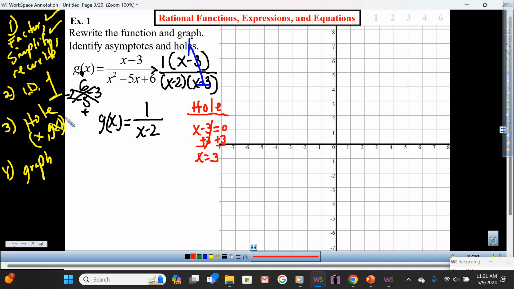So according to step 3, look up, the hole needs an x value and a g of x value. So do we have our x value already? Yes, Mr. Q, the x value is 3. Now we just need the g of x. So look at it. How do we find our g of x?